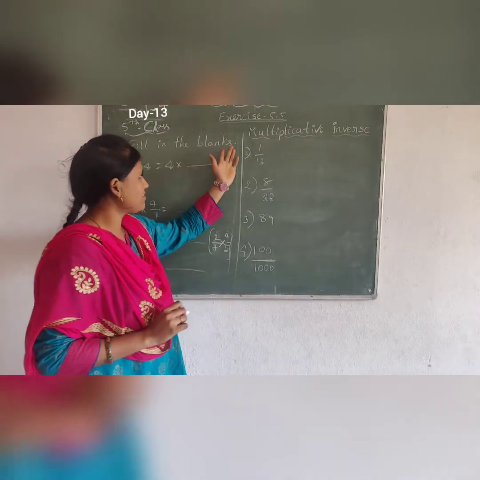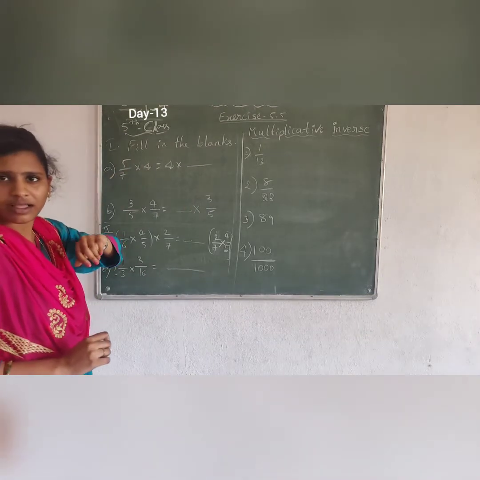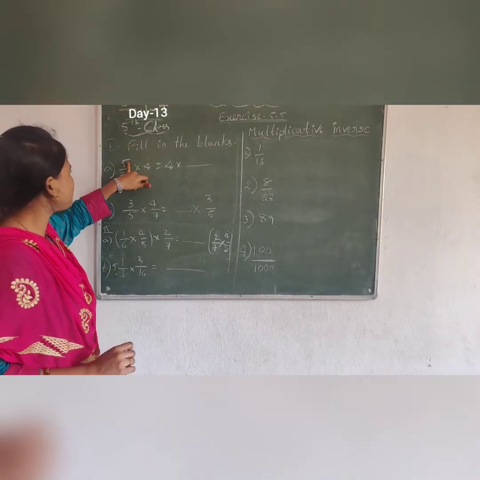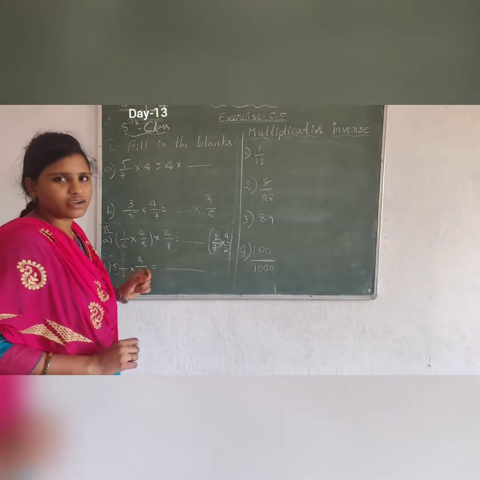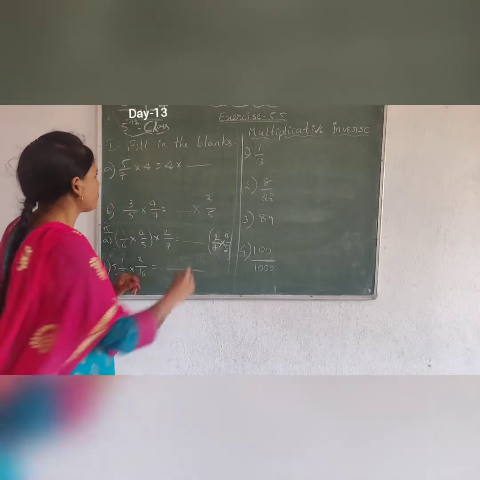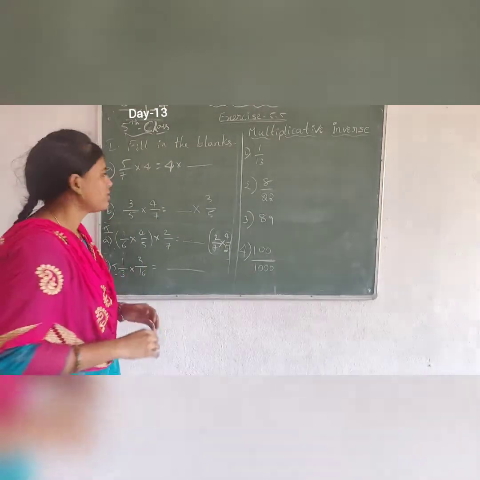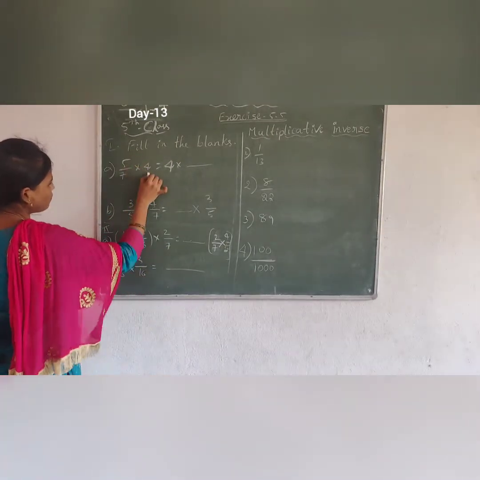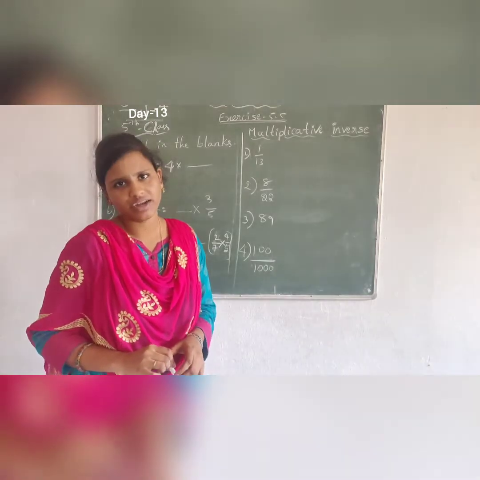Fill in the blanks. First read the question. What is the fraction? The numerator is smaller than the denominator, so the fraction is a proper fraction. So 5 by 7 into 4 equals 4 into dash. 5 by 7 into 4 or 4 into 5 by 7, the resultant is the same, right?